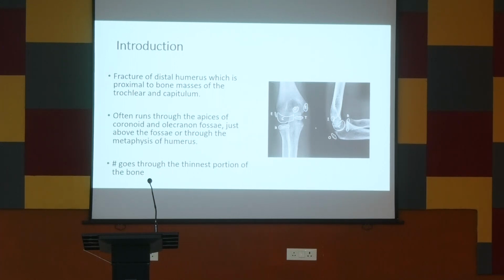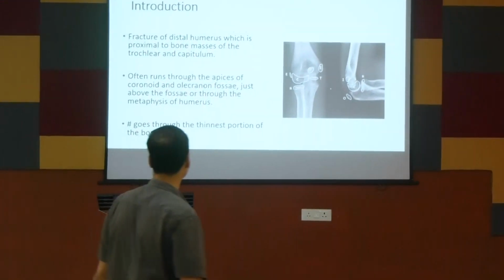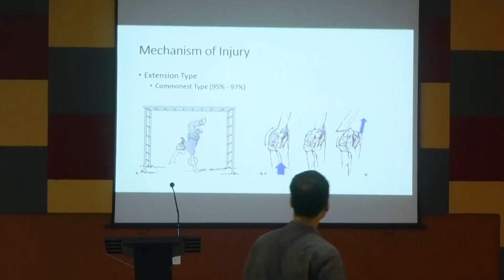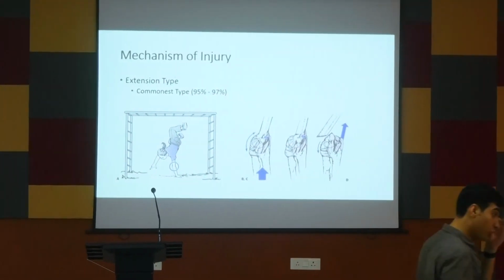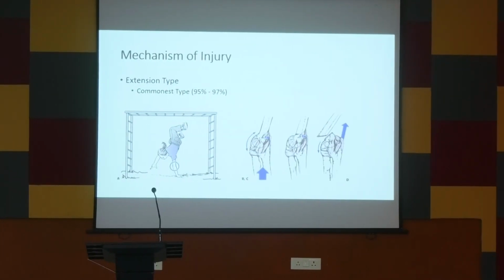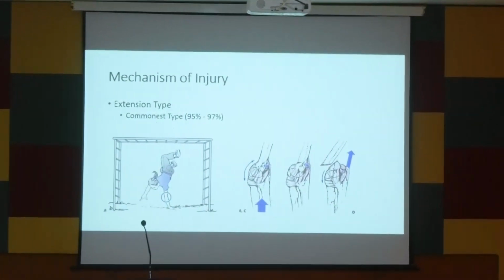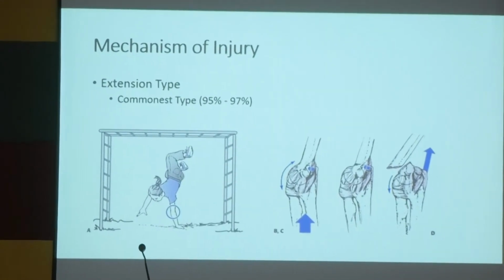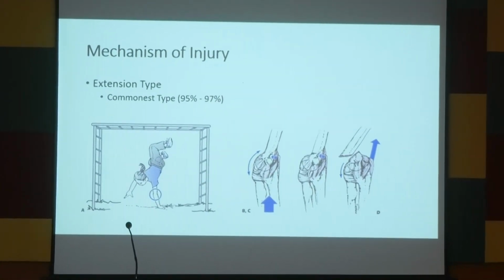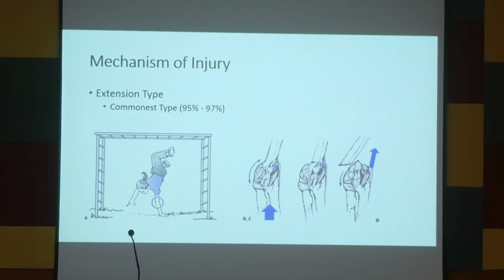So that is what important thing you need to know. Okay. So what is the mechanism of injury? So now we have to know that supracondylar fractures are of two types. One is the extension type, one is the flexion type. Now what type it will be, it solely depends on how the injury occurs.